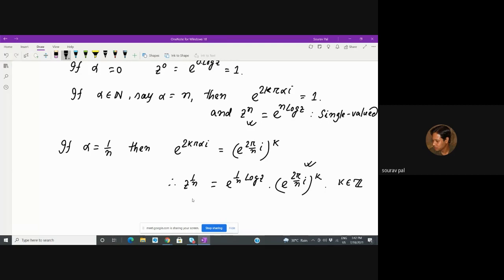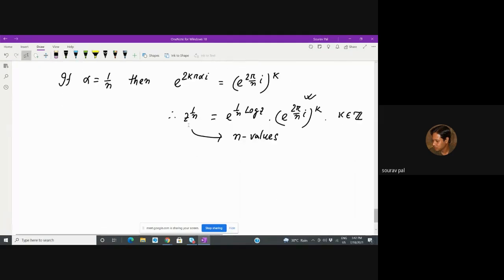So it has n values. And we have learned this; I gave it as a question in the assignment. So this is what is called the nth root of z. And there are precisely n nth roots of z. And this happens for every complex number, right? What is alpha to the 1 upon n?